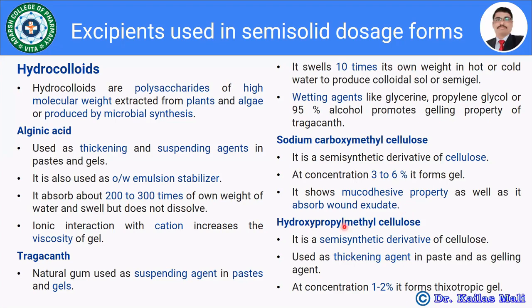Okay, moving towards the hydroxypropyl methyl cellulose. Hydroxypropyl methyl cellulose, again, is a semi-synthetic derivative of cellulose, which is prepared by using hydroxypropylation. It is used as a thickening agent in the pastes and as a gelling agent at a concentration of 1 to 2%. It is going to form a thixotropic gel. So all these are the hydrocolloids: alginic acid, tragacanth, sodium carboxymethyl cellulose, hydroxypropyl methyl cellulose.